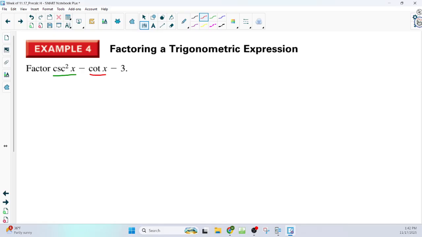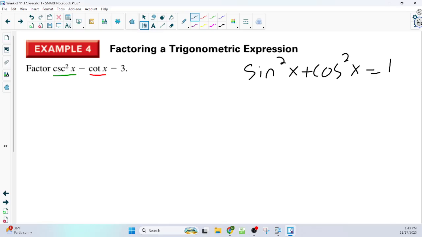Think of your favorite identity in the whole world. What's your favorite identity, Max, in the whole world? Sine squared x plus cosine squared x. Right answer. The answer came: sine squared x plus cosine squared x equals 1. And that is an awesome identity. So sine squared x plus cosine squared x equals 1.